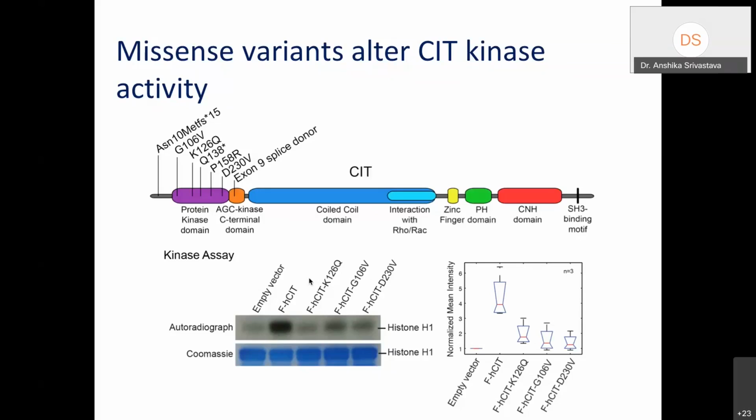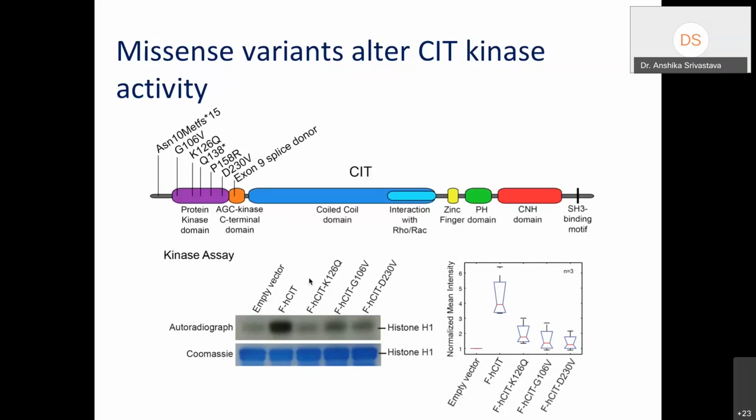For example, in this case, citron kinase, we knew that the variants are all present in the kinase domain, and we wanted to see the in vitro kinase activity. So we performed the kinase assay. We cloned the human citron kinase in the FLAG vector, and we also have the vector with the missense variant. In the Coomassie blue, you can see that histone H1 was loaded in vitro, so that we can see the kinase activity in vitro.